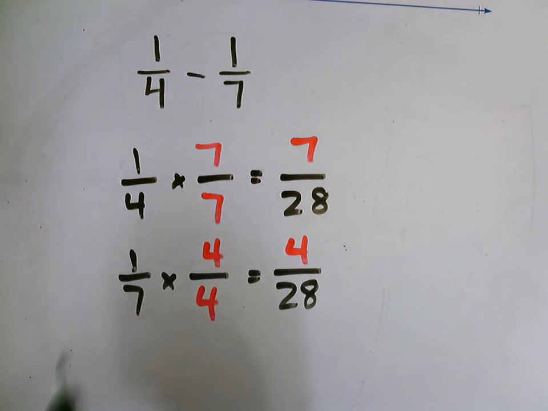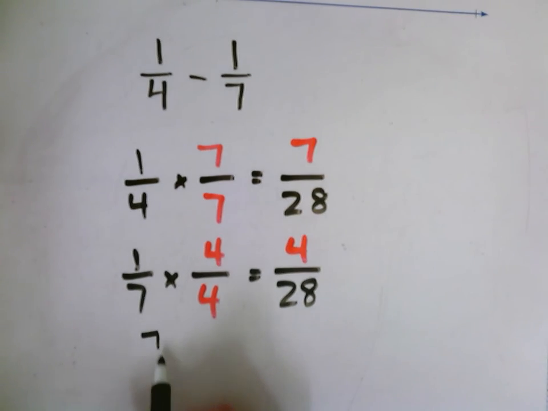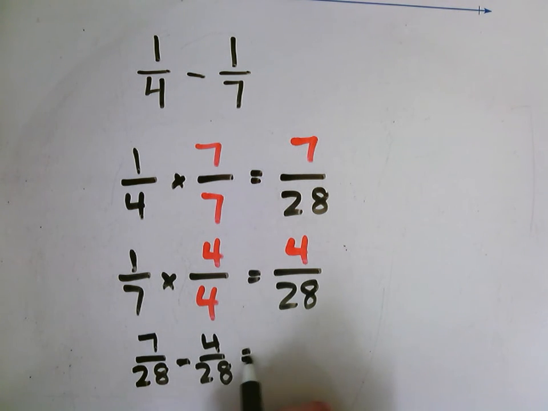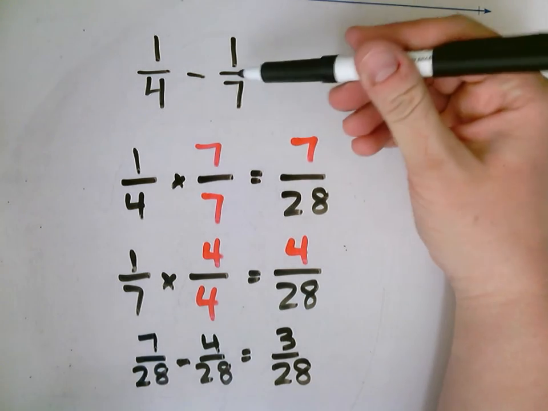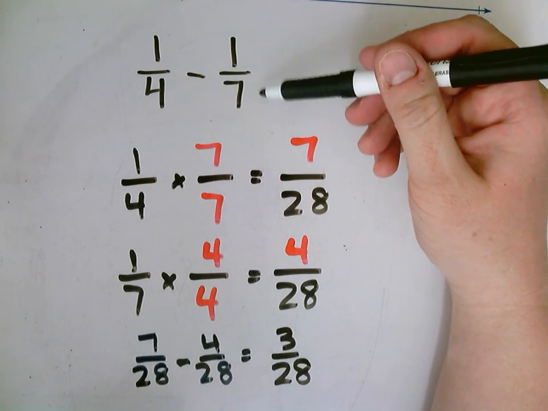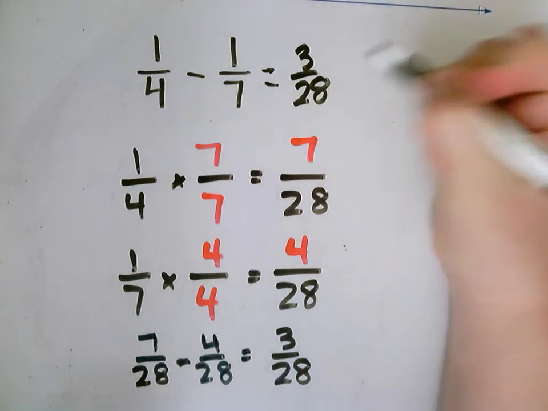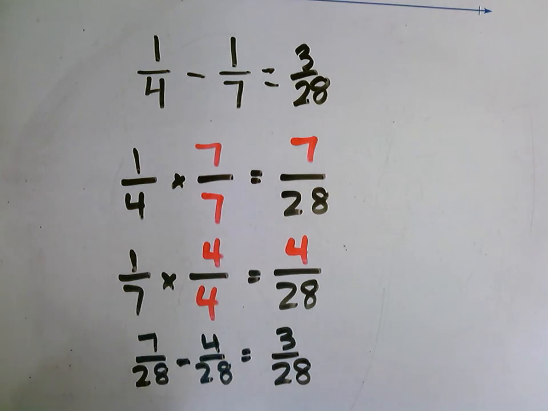So now I know I'm going to have my new problem of 7 28ths minus 4 28ths, which is going to give me 3 28ths. So 1/4 minus 1/7 equals 3 28ths. All right, so you're going to do these same types of problems in your workbook page today.